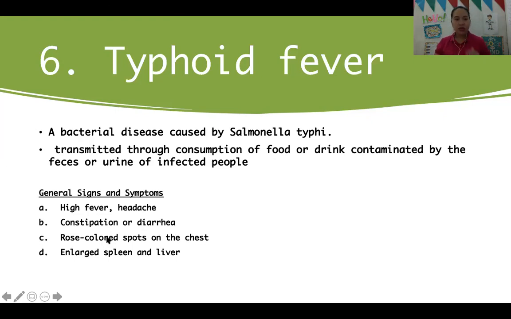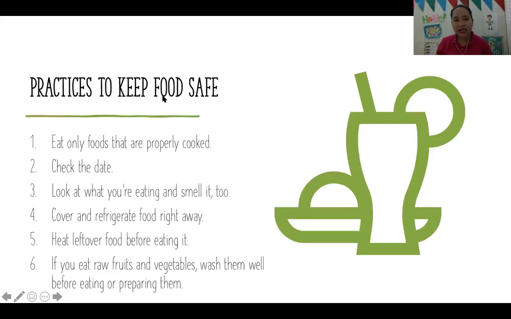Okay? So, how are we going to avoid this? Paano ba? So, we have here the practices to keep food safe. Number 1, eat only foods that are properly cooked. Make sure that your food are properly cooked. Okay? So, if you cut into chicken and it looks pink and raw inside, tell a grown-up about it.